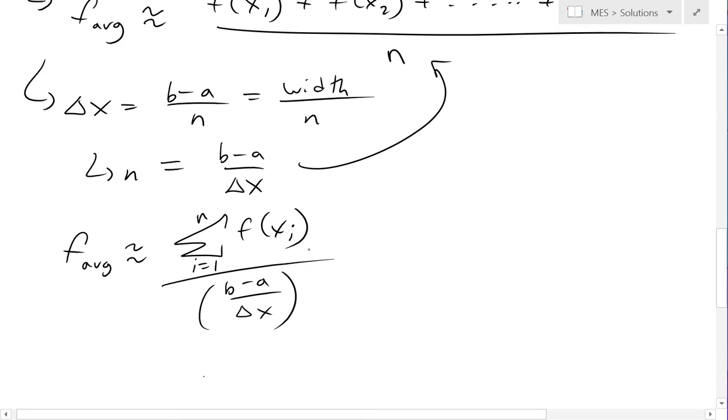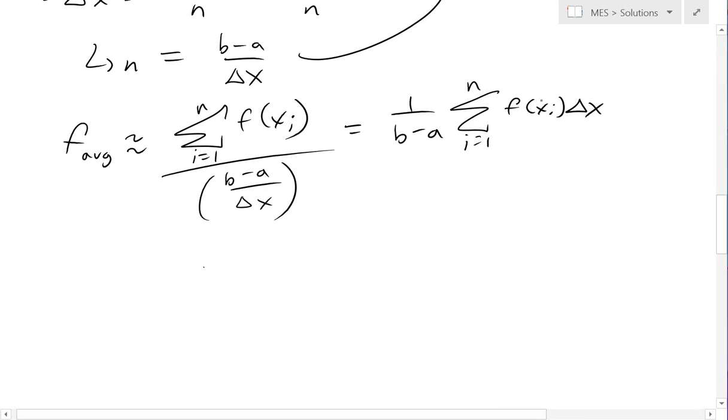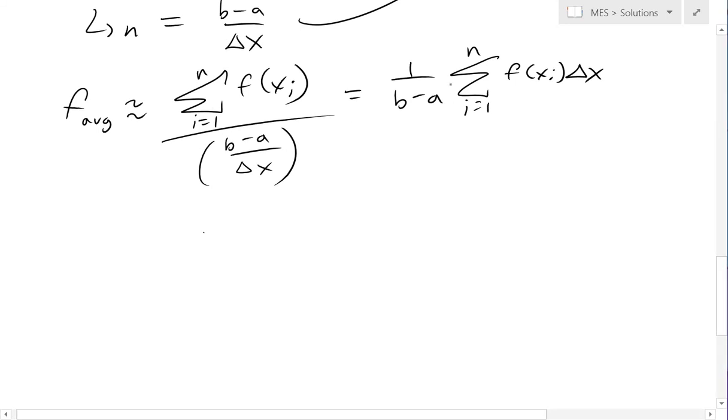So now we can move this delta x on top. So this side equals, this is 1 over b minus a times the sigma, i equals 1 up to n of f of xi delta x. So you could put the delta x outside, or I like to keep it inside, because we could soon transform this into the integral. So it doesn't matter if it's outside or inside. If I take this one out, it's always going to be constant, and we don't need this for the integral in terms of putting it inside.